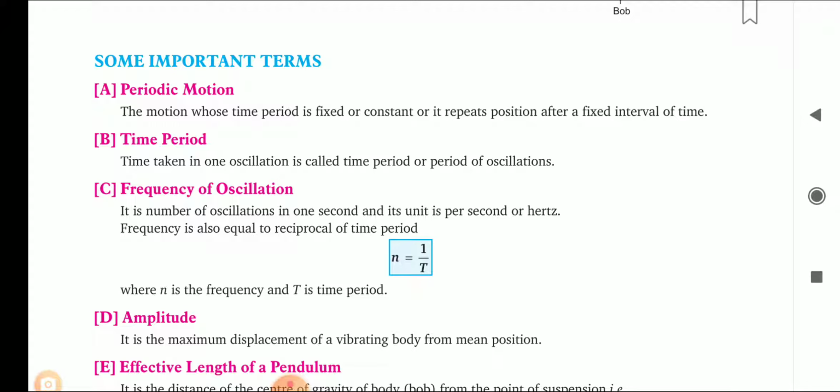So these two semicircles comprise one circle. The time required for the particle to move in such a manner is known as the time period. The time taken in one oscillation is called the time period or period of oscillation. So two semicircles give one oscillation, if you are seeing it graphically.